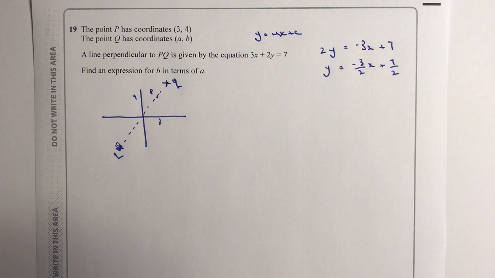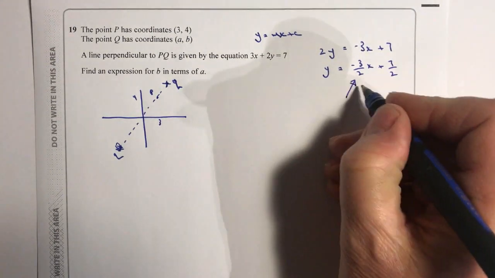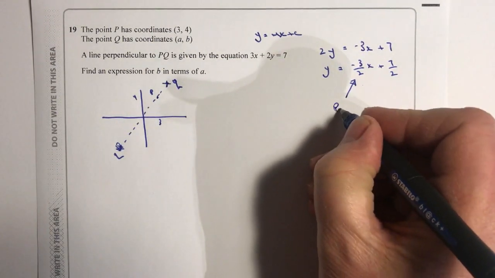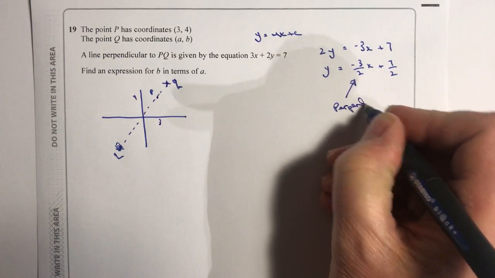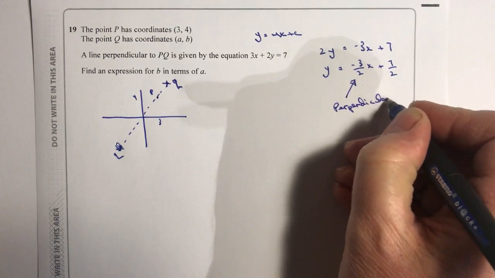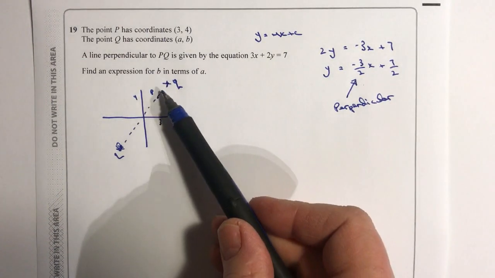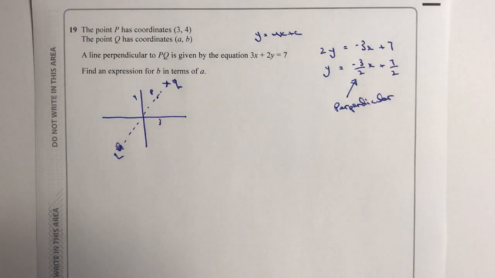So that's okay. The bit that's important to me is that this is the perpendicular line. Now, if it's perpendicular, it is the negative reciprocal of this particular line in terms of the gradient.